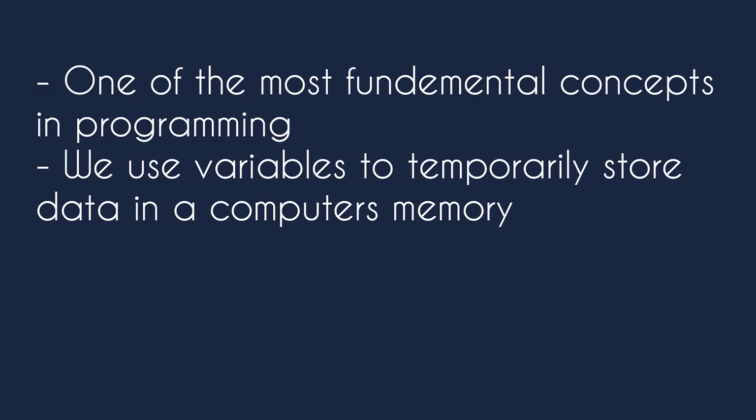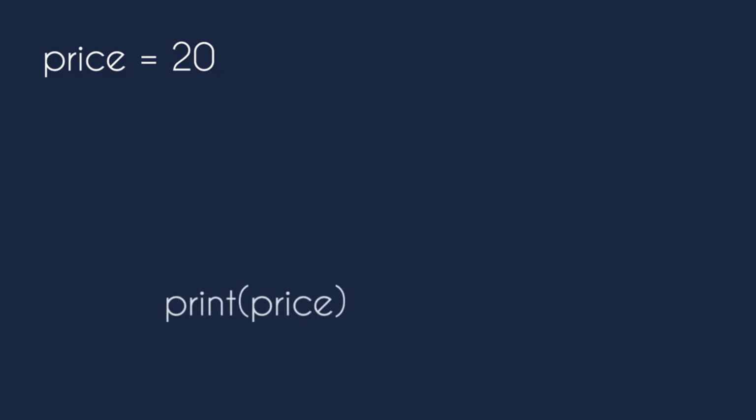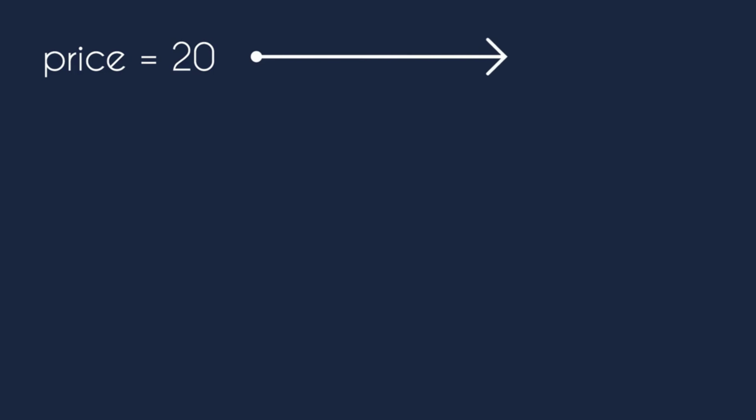In this section, you're going to learn about variables, which are one of the most fundamental concepts in programming. We use variables to temporarily store data in a computer's memory. Here's an example. Let's type price equals 20. When you want to print a variable, you simply write the name of the variable inside parentheses without any quotations. The price value here is a whole number without a decimal point. In programming, we refer to these numbers as integers. So an integer is a number without a decimal point.